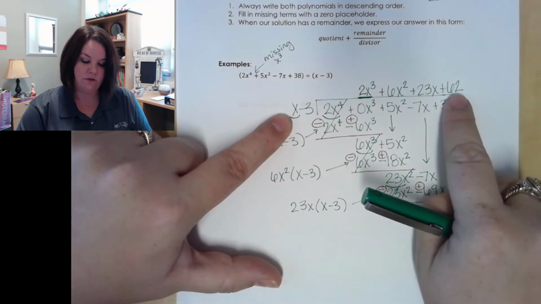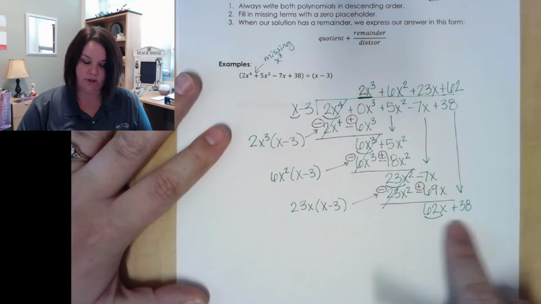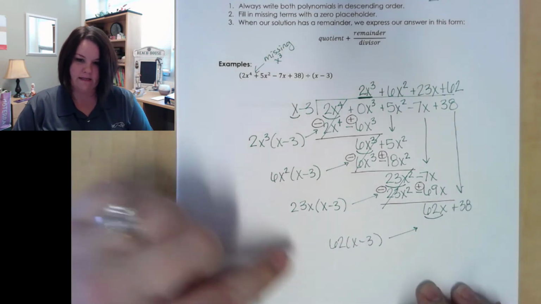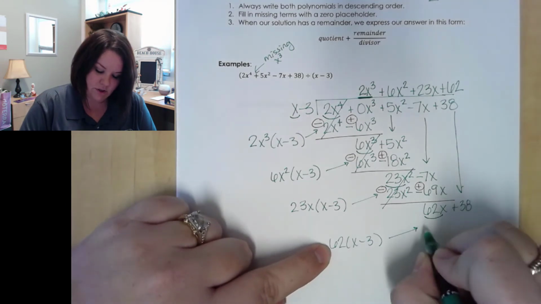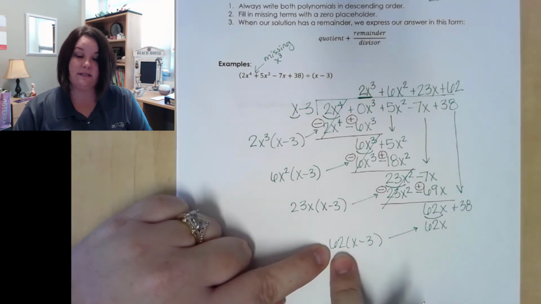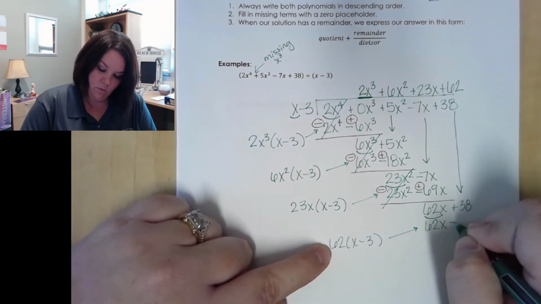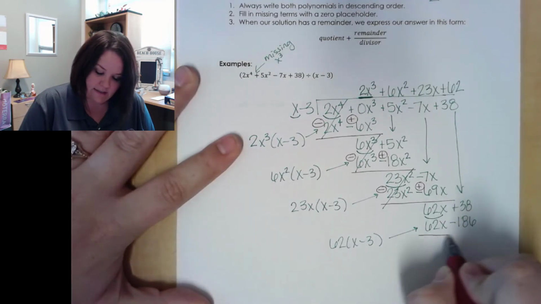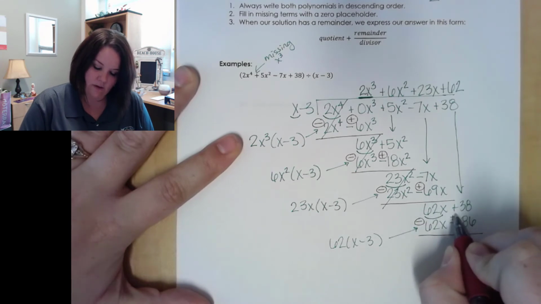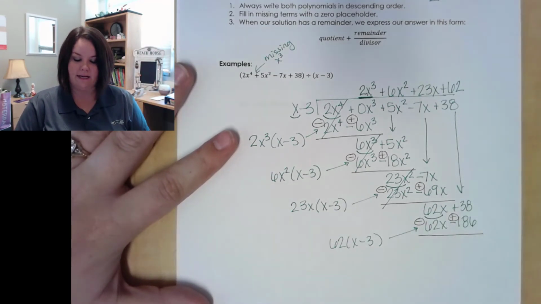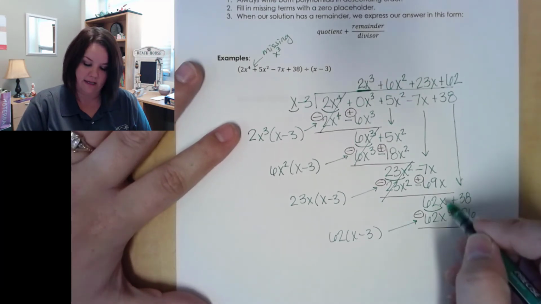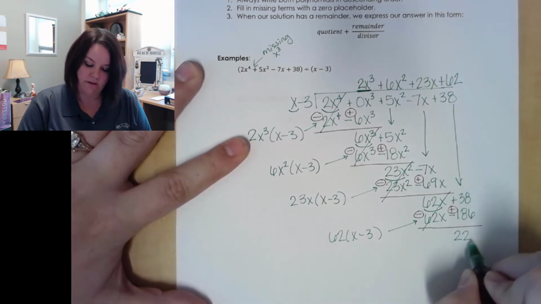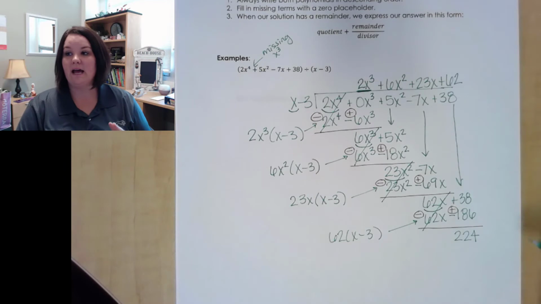So I'm going to take that 62, distribute it to my divisor, and write it below. So 62 times x minus 3, and write it here. 62 times x is 62x. 62 times -3 is -186. And then I draw my line and change my signs. First one becomes negative, second one becomes positive. The leading terms are opposites, so I go ahead and cancel them out. 38 plus 186 gives me 224. And I don't have anything else to bring down, so I'm done.